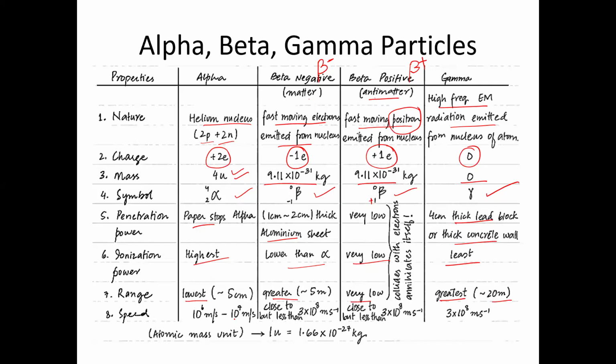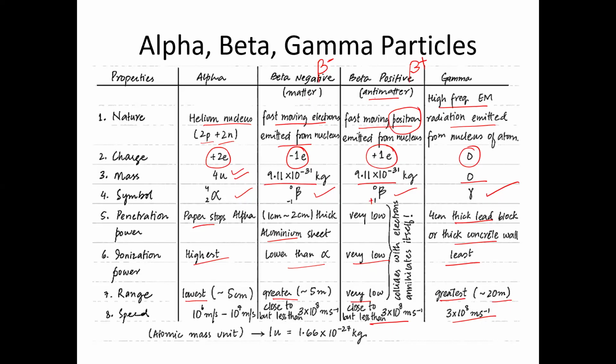Their speed varies accordingly. The speed of alpha particle is about 0.1 times the speed of light in air. Likewise, beta negative particle is less than 3 into 10 power 8 meter per second. And for beta positive particle, it is also a bit less than 3 into 10 power 8 meter per second, whereas for gamma particles, the speed is 3 into 10 power 8 meter per second. So these are the respective differences between all of the particles.